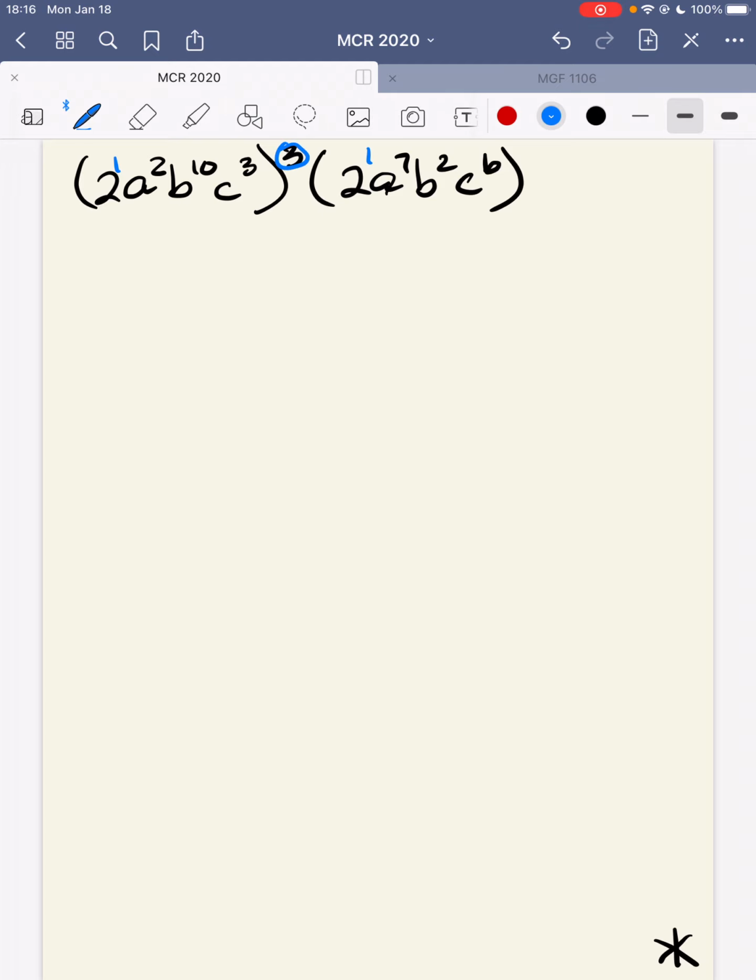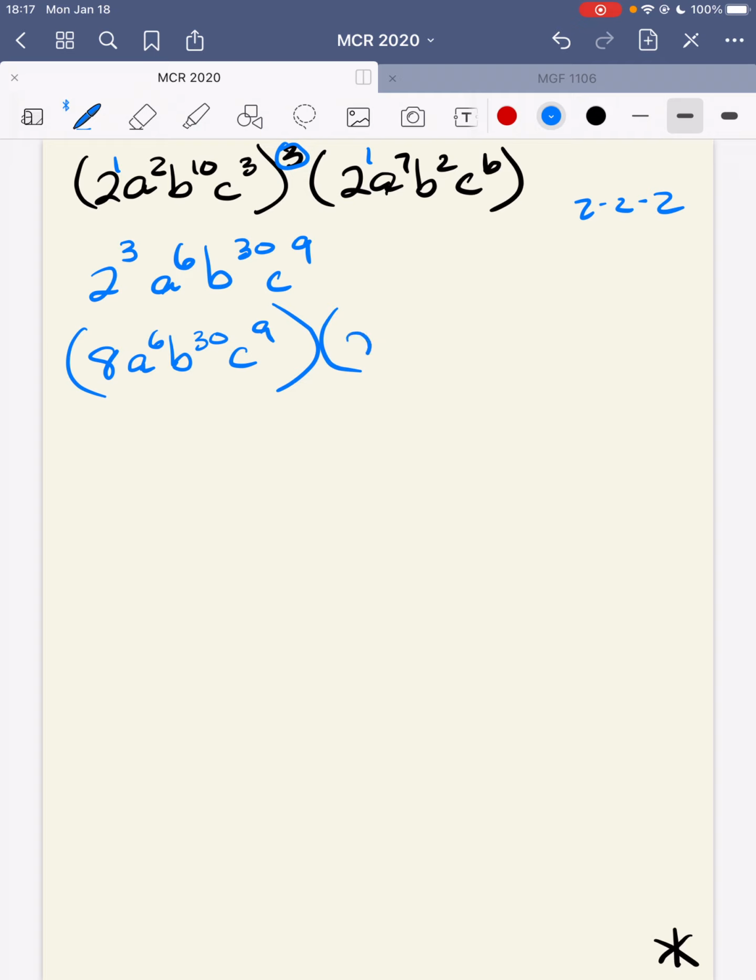So I have 2 to the 1 times 3, so 2 to the 3rd power. I have a to the 2 times 3, so I have a to the 6. b to the 10 times 3, or 30. And c to the 3 times 3, which is 9. 2 to the 3rd power, remember, is 2 times 2 times 2, and that is going to give me 8. So 8a to the 6, b to the 30, and c to the 9 is what we're using to multiply by 2a to the 7th, b squared, c to the 6th.